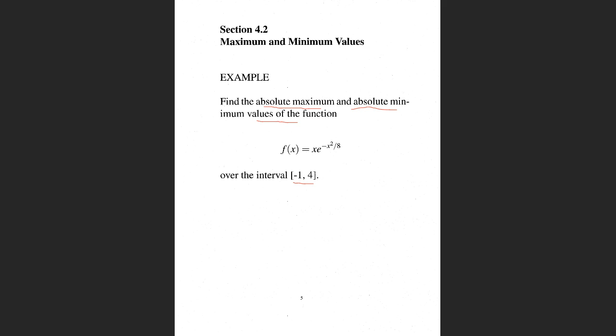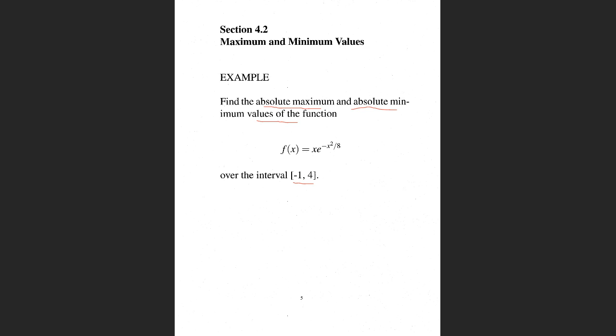Okay, so we want here. So the past several examples, we looked at finding critical numbers of a function. Now we're looking to find where the function has an absolute maximum and an absolute minimum.